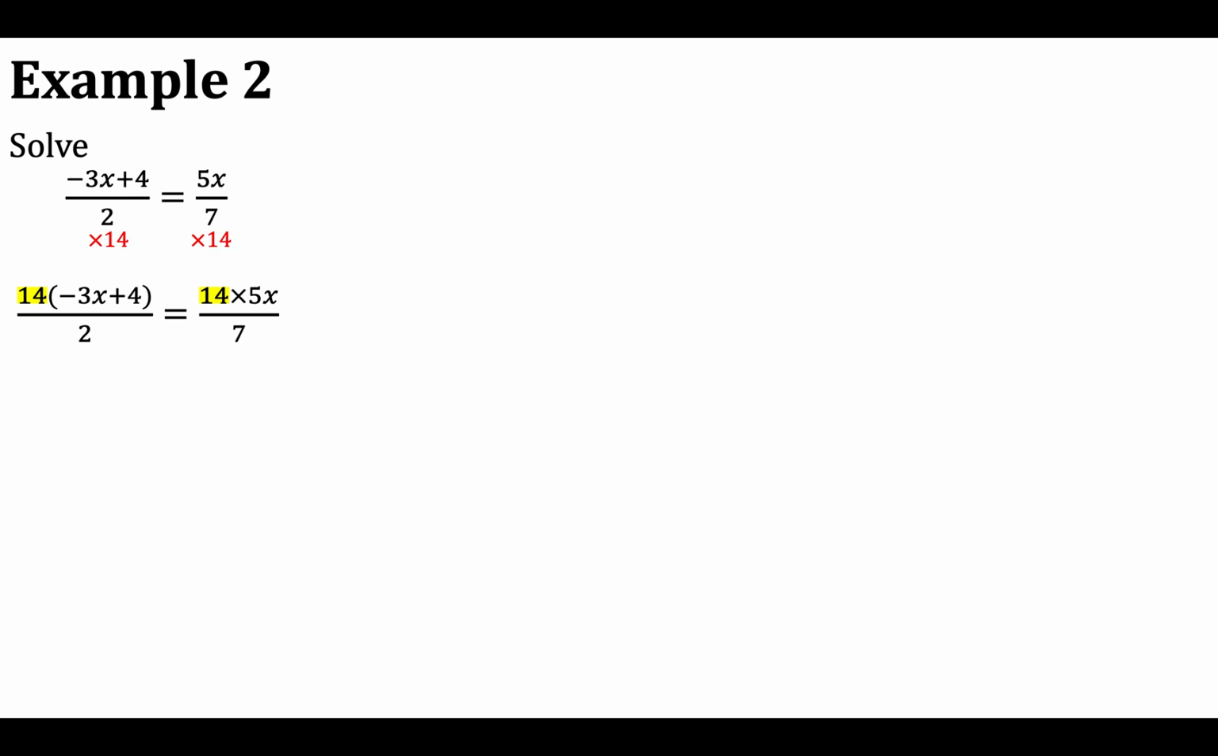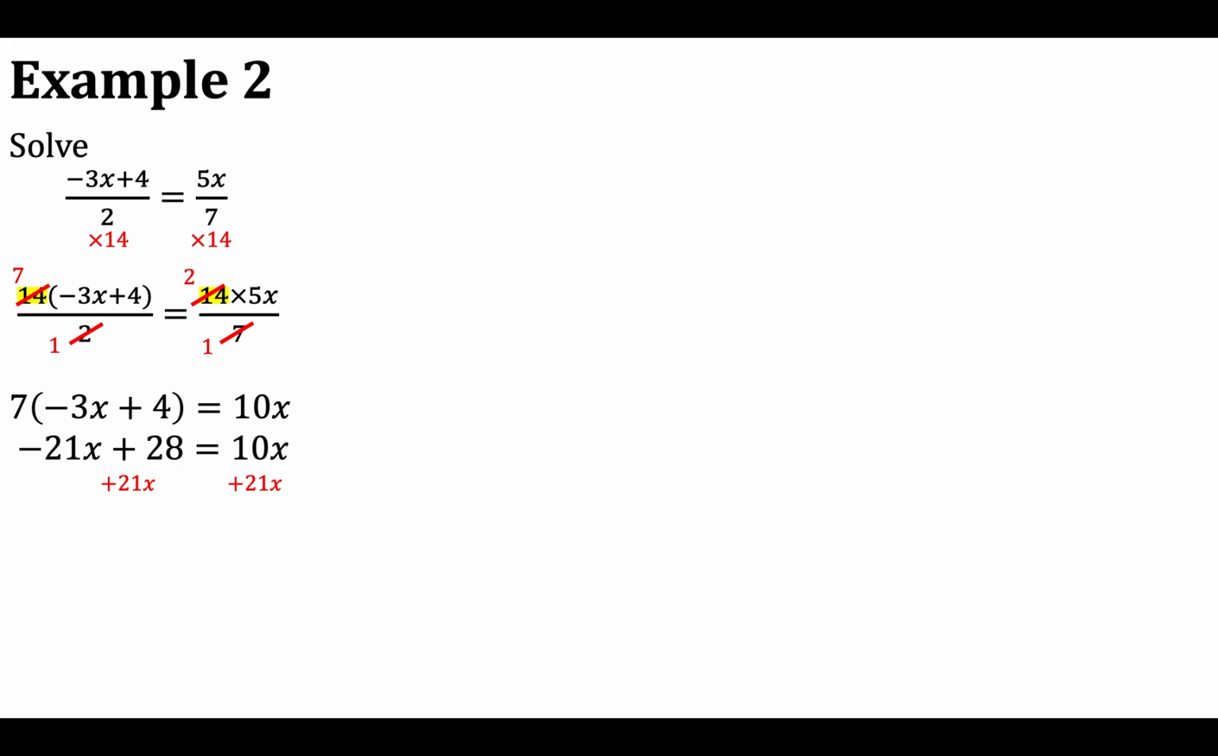Now on the left hand side I can see that my fraction 14 over 2 will simplify to give me 7 over 1, or just 7. And on the right hand side 14 sevenths is the same as 2 over 1, or just 2 on its own. So that will then give me 7 bracket negative 3x plus 4 equals 10x. Expanding the left hand side, so 7 multiplied by negative 3x will give us negative 21x, 7 4s are 28, and that's all equal to 10x.